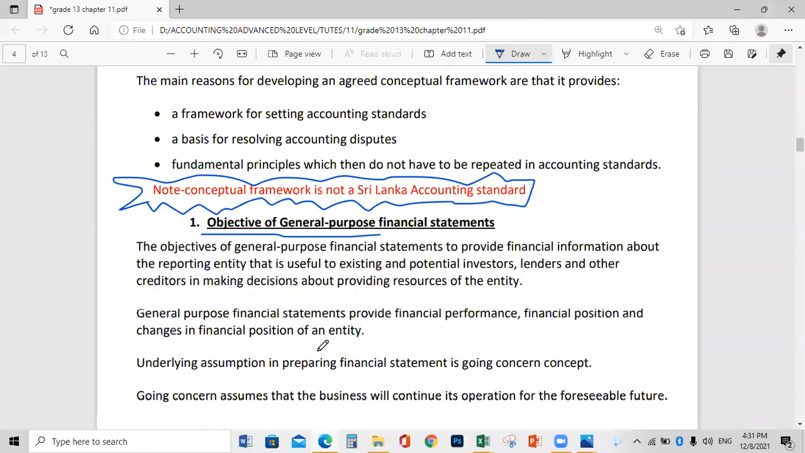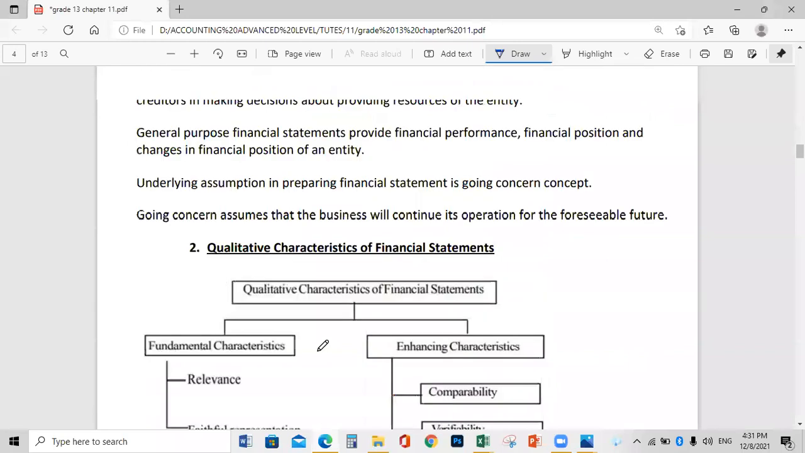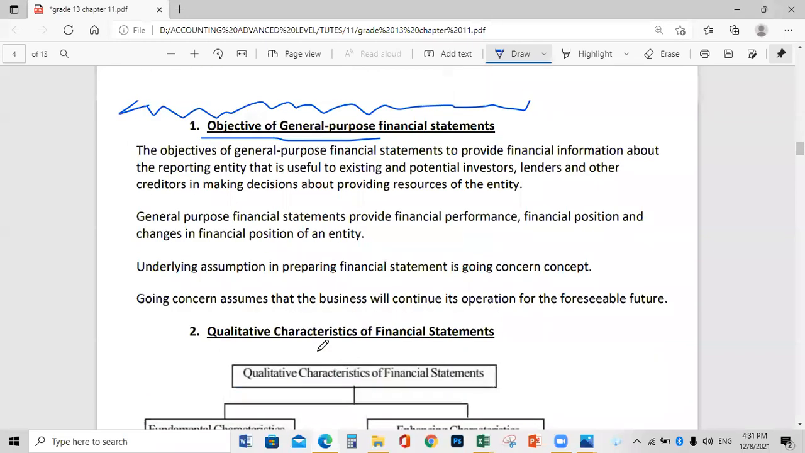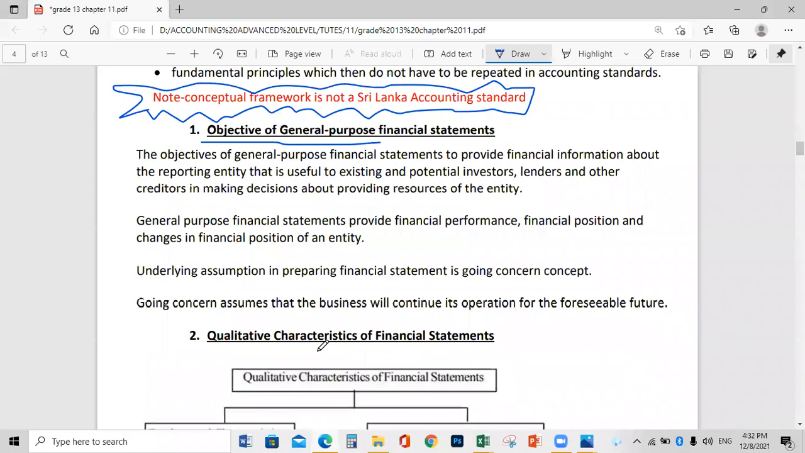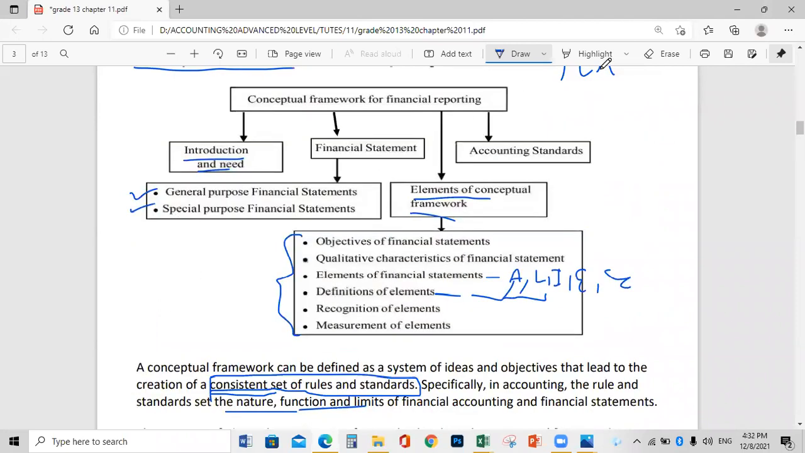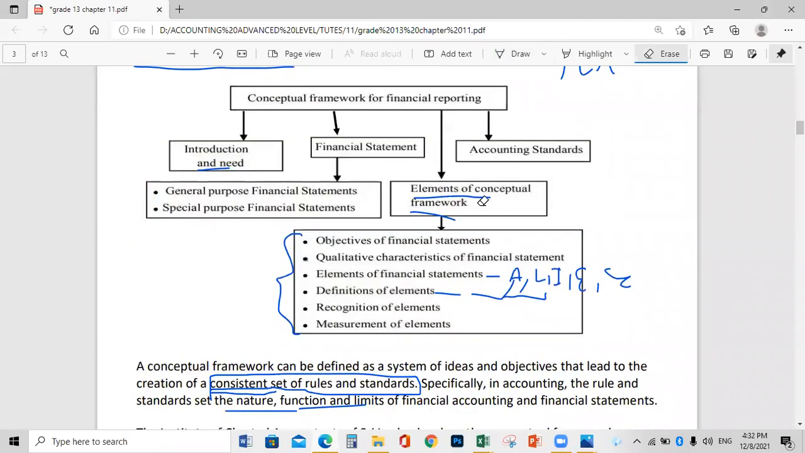First one, objective of general purpose financial statements. Guys, they can test you on this. They can ask you, based on the conceptual framework, what is the objective of general purpose financial statements? First of all, you should know what is general and specific. When it comes to financial statements, they are usually divided into general and specific. General means you are preparing financial statements on a common basis where everyone can make use of them. You call it general purpose.